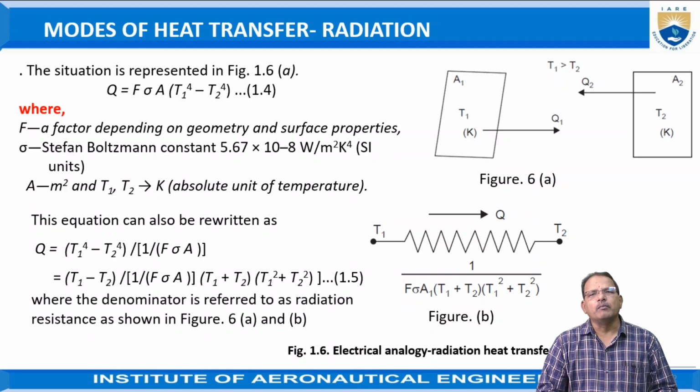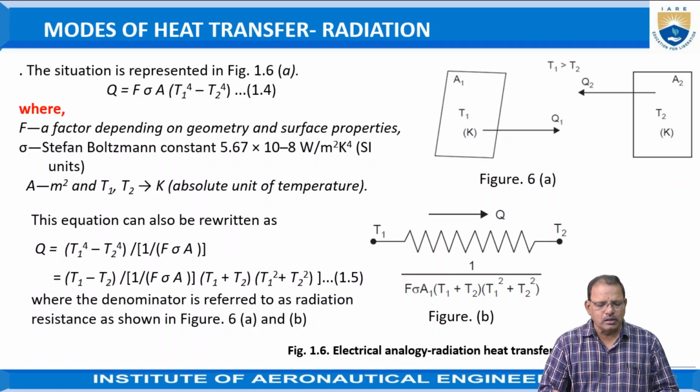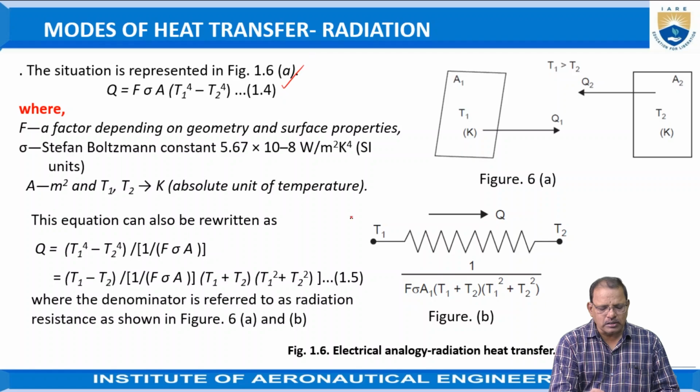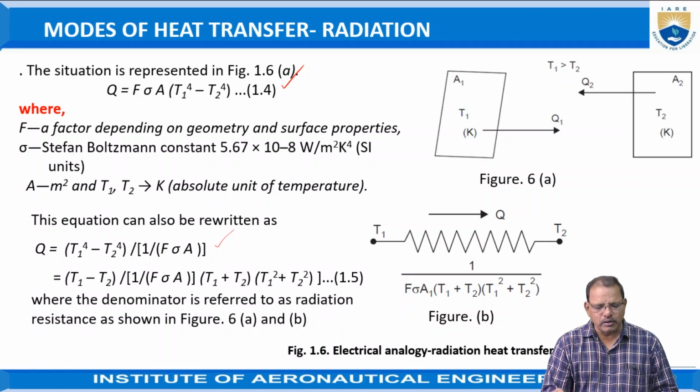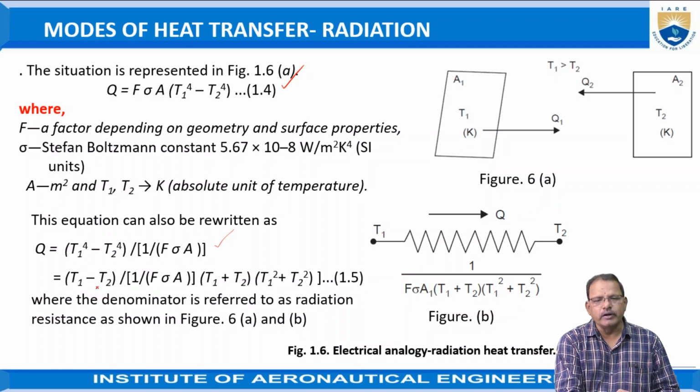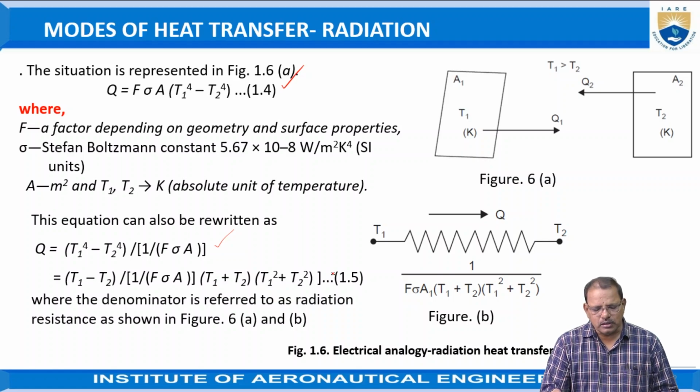So the amount of heat energy is given by Q is equal to F into sigma into A, T1 to the power of 4 minus T2 to the power of 4, and substituting the values in this equation we get T1 to the power of 4 minus T2 to the power of 4 divided by 1 by F into sigma into A. Or it can be modified as T1 minus T2 divided by 1 by F into sigma A, multiplied by T1 plus T2 into T1 square plus T2 square and so on.